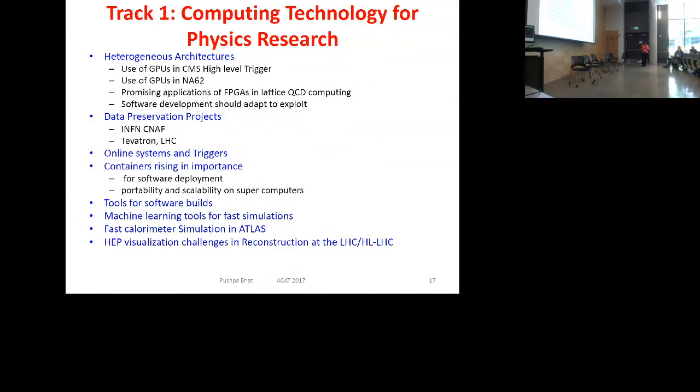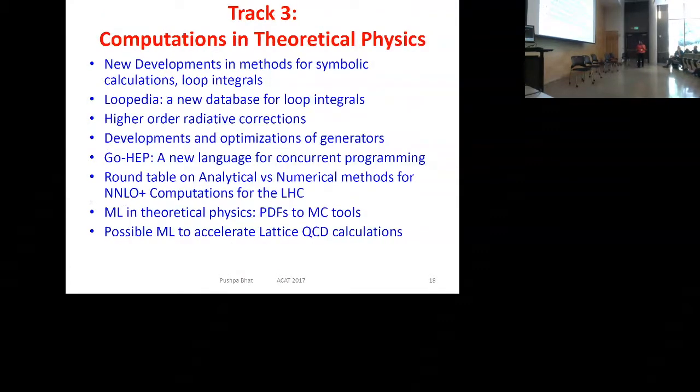For G&V, and then the Atlas calorimeter simulations. And HEP visualization, of course, is always an important thing. For track 2, I will talk about it later, because that's about machine learning, which was the focus of this conference. Track 3, also you've heard that there have been new developments in methods for symbolic calculations, loop integrals, and nice that the Loopedia, there's a new database for these loop integrals.